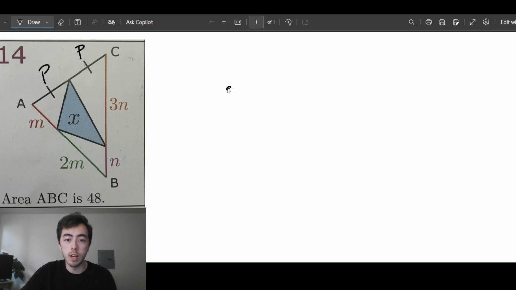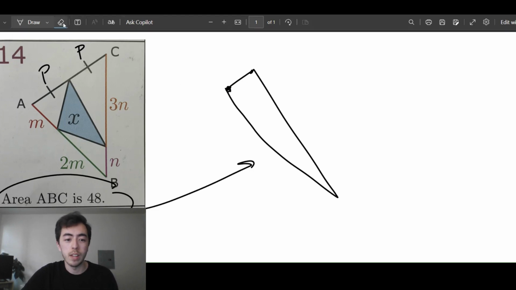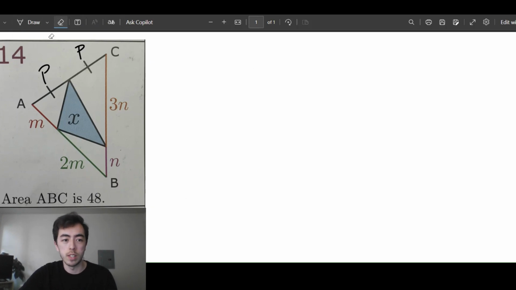I could squish down AC and make AB and BC a lot longer, as long as it's a triangle. My sketch doesn't really look that way. But also as long as the area is 48. And so we could really stretch or shrink the sides here, and apparently the area is still remaining the same.